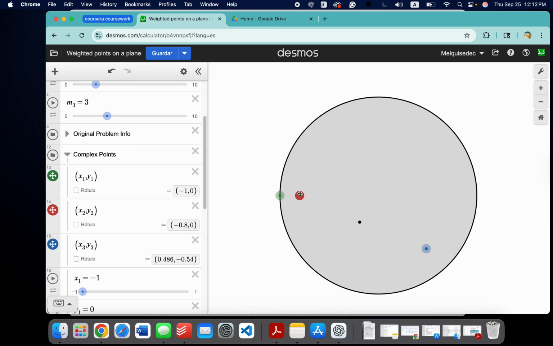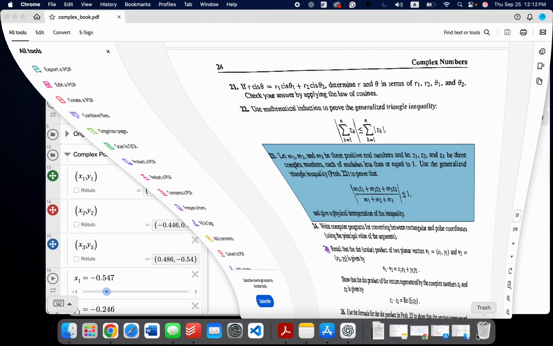Now you can kind of see the whole point of the visual, sorry, back on track. The whole point of the visual, you can now see. Let's go back to the problem really quick and see what we're trying to prove.